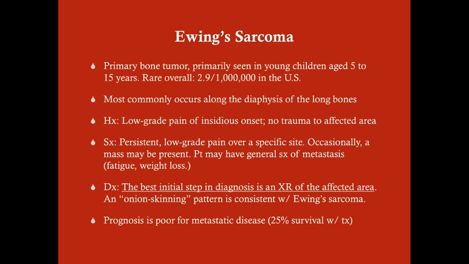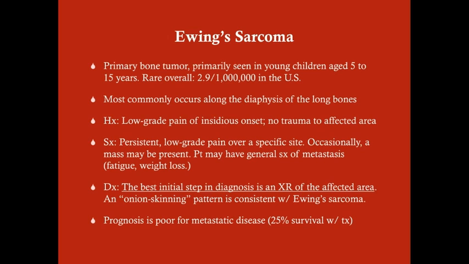This is a rare cancer overall. It only occurs in about 2.9 per million in the US, so that's only about 1 in every 300,000. So this isn't something that you're going to see very often, and a lot of times it's going to be low on your differential diagnosis. This most commonly occurs along the diaphysis, the shaft part of the long bones. Places that we're often going to see this are the tibia, the fibula, the femur, the humerus, and so forth. And it's usually right along in the middle.